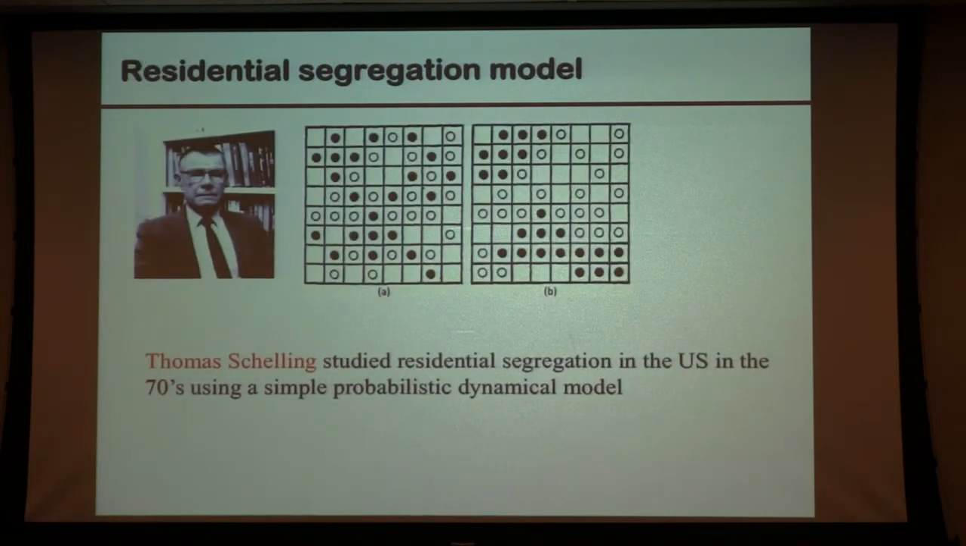The other model, and really this is the end, is this work on residential segregation that was initiated by Thomas Schelling, who is actually an emeritus professor here at Maryland. It's another Nobel Prize that is here. And in the 70s, he proposed a very simple probabilistic dynamical model for residential segregation. And this is really a pen and paper model that you can try to study. And it works as follows.